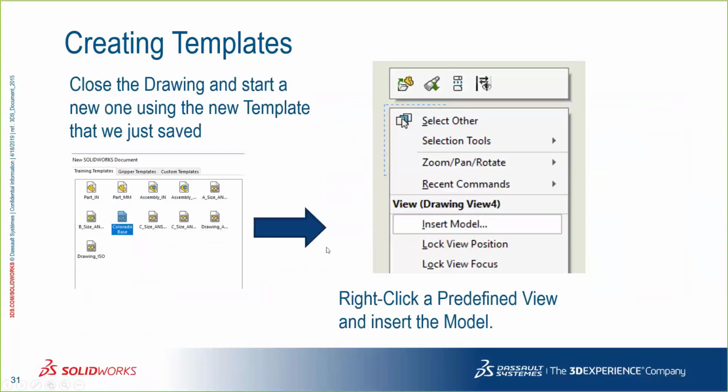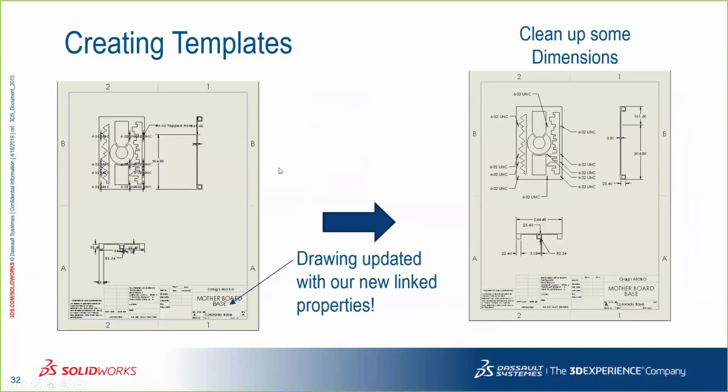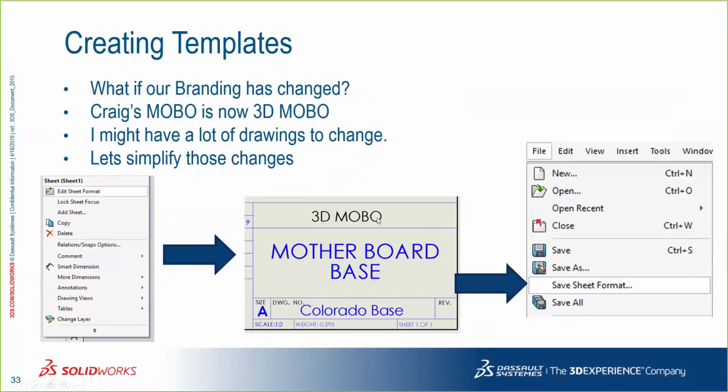And then we can insert our model. Because we made some predefined views here, we're going to use our new template. And you can see because we have some of those options selected, it comes in a little wonky, but once it's in there, we can easily go ahead and clean it up and make it look really fancy. We're going to change our branding and then show you how to go back and save the sheet format.